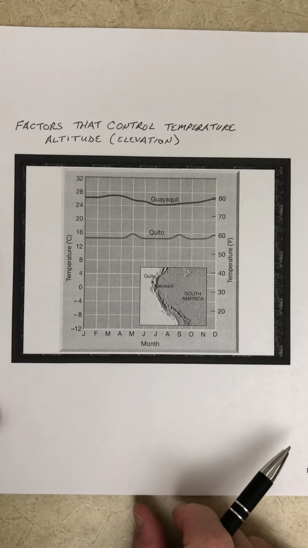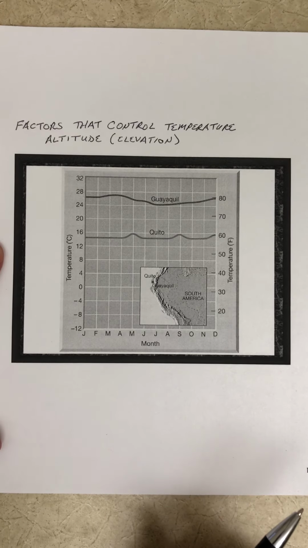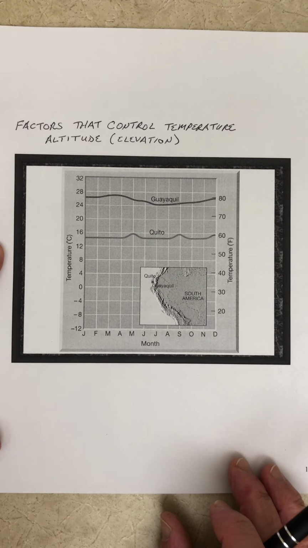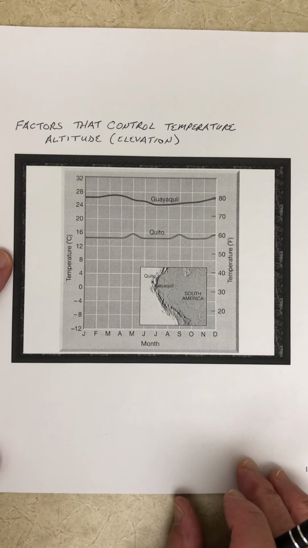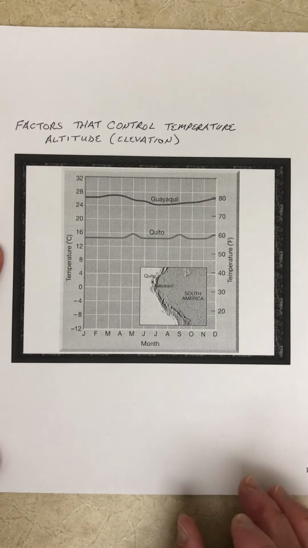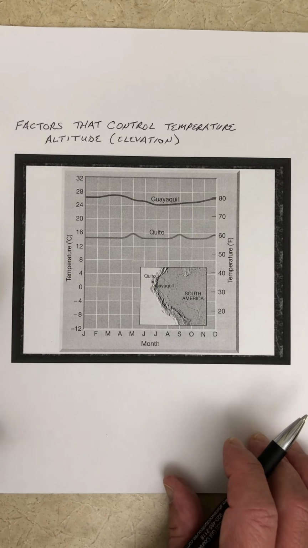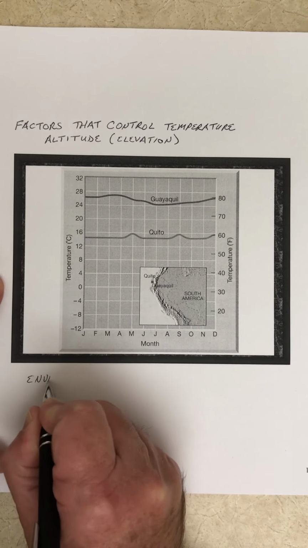Hi class. The fourth factor that controls temperature that we're going to take a look at is elevation or altitude. If you've ever driven up a mountainside, if you've ever been in an airplane or a hot air balloon, you've experienced that temperatures get colder the higher up into the atmosphere you get. And that's all due to something called the environmental lapse rate.